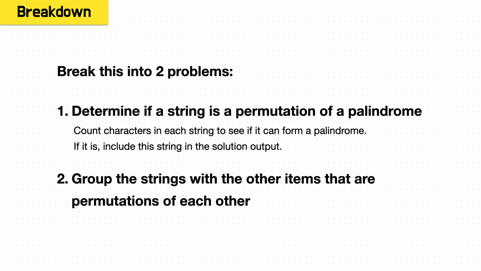So now we've solved one of the steps. We know how to determine if a string is a permutation of a palindrome by counting its characters. And now let's determine how we can group strings that are permutations of the same palindrome, which also means they're permutations of each other. So we want to combine these strings into subgroups for the solution.